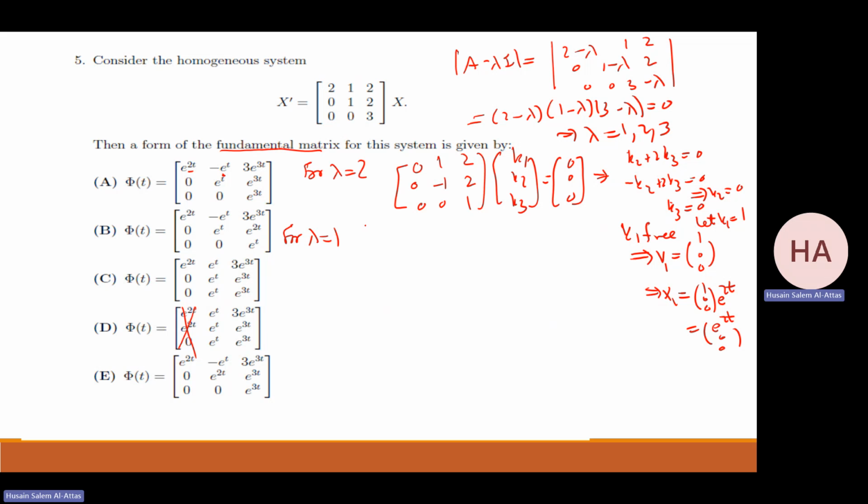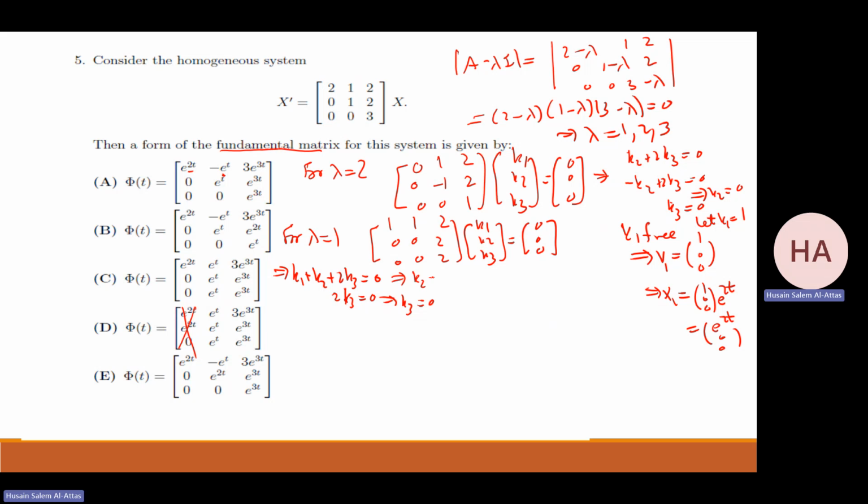Okay, now for lambda equals 1. What I have is the matrix 2 minus 1, 1, 1, 2, 0, 0, 2, 0, 0, 2 times k1, k2, k3 equals 0, 0, 0. So what we have: k1 plus k2 plus 2k3 equals 0, and 2k3 equals 0. So here I have k3 equals 0, and from there I have that k2 equals minus k1. So let k1 equal minus 1, you get k2 equal 1.